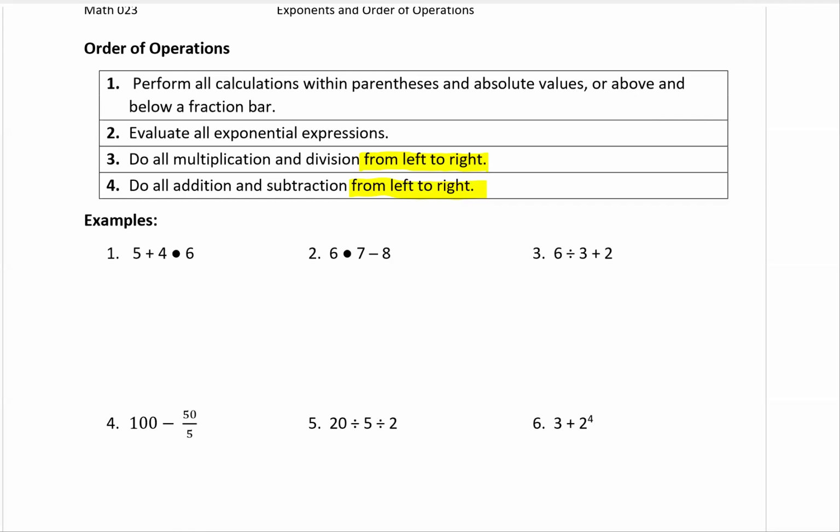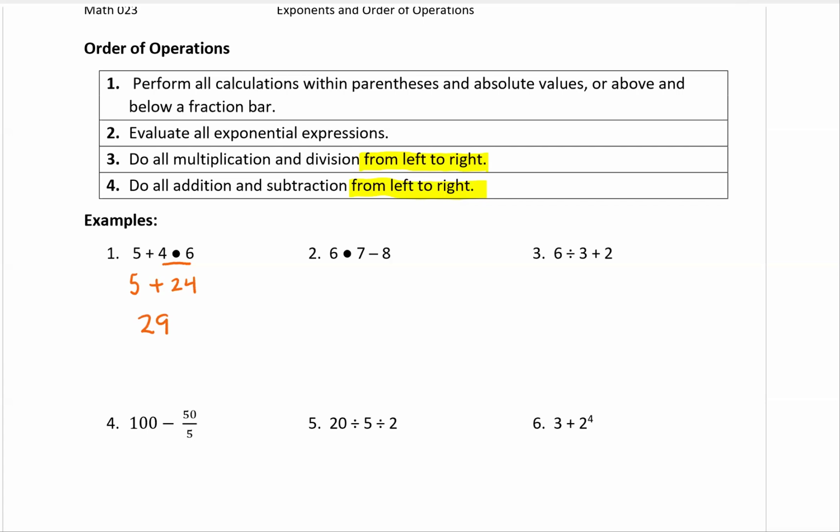So let's practice. Number 1, we have 5 plus 4 times 6. Well, we're going to multiply and divide before we add or subtract. So the first thing we're going to do is multiply the 4 times 6. So this would be 5 plus 24. And then we add and subtract left to right as it's written in the problem, just like how we read a book, left to right. So 5 plus 24 is 29.